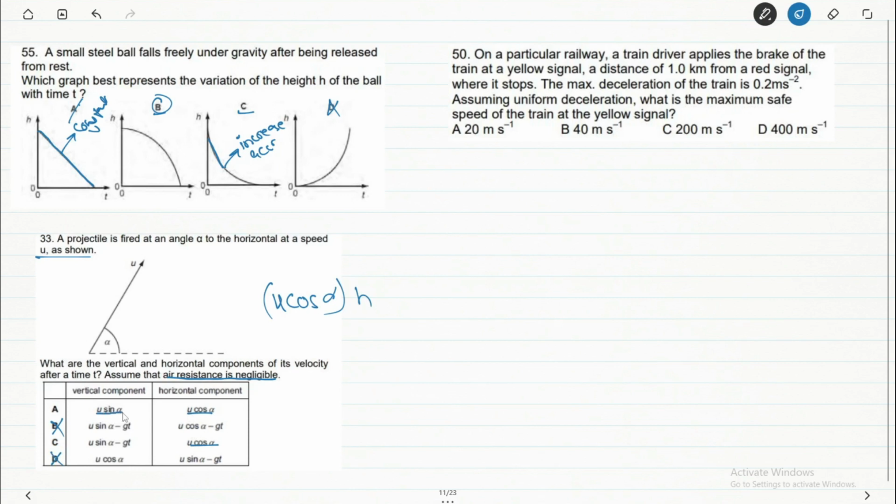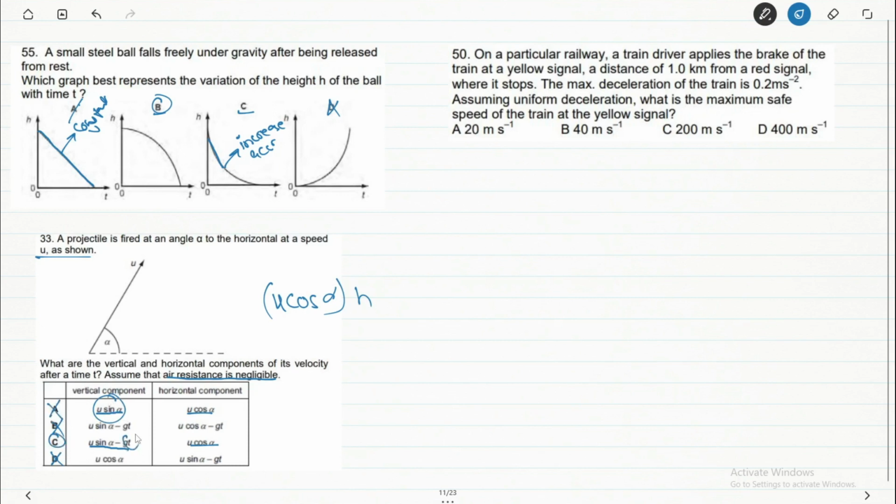For the vertical component, we have only two options here. u sin alpha is okay, but after time t, we are not taking an initial component. We are taking a component after a specific time. Because of the deceleration due to gravity, the vertical component would decrease. So this is the initial vertical component. This is not the answer.